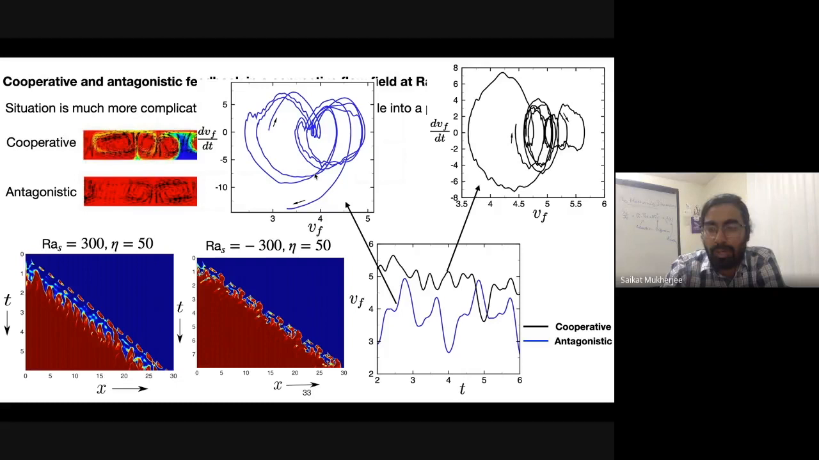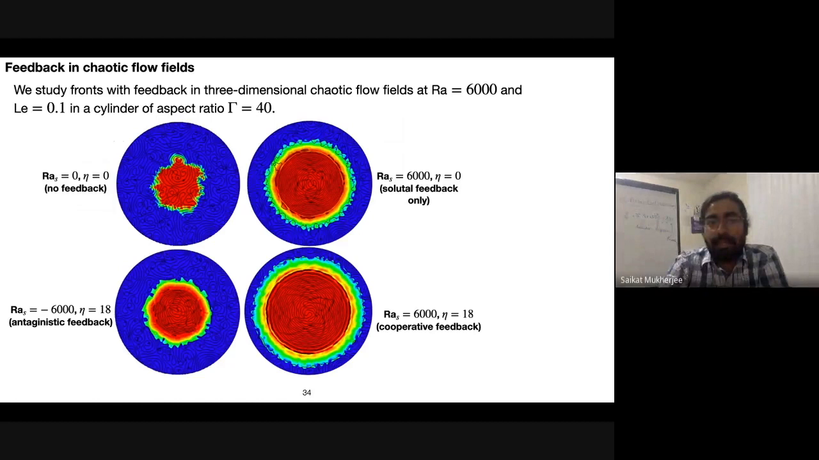We also studied the solutal feedback, and the cooperative and antagonistic feedback, in the presence of spiral defect chaos. These are all work in progress, but I'm going to share them. These are our chaotic flow fields at a Rayleigh number of 6,000. This is the scenario we studied in the first part, where you have a front propagating with no feedback, so the front does not couple back to the flow field. There is always coupling between the flow field and the reaction-diffusion equation. However, this is a scenario where there is a solutal feedback only.